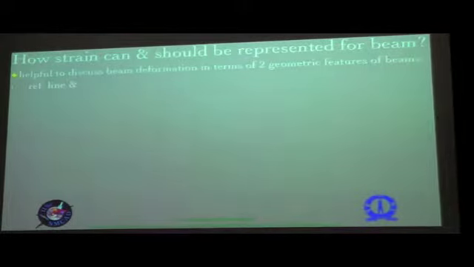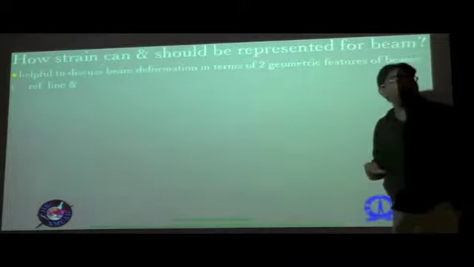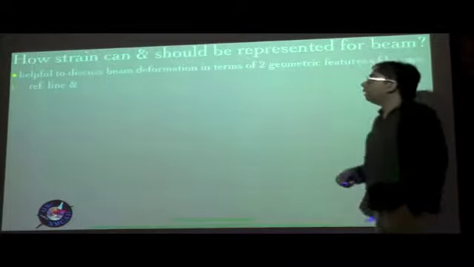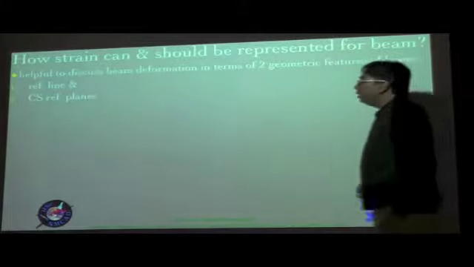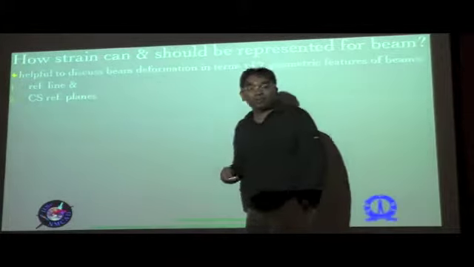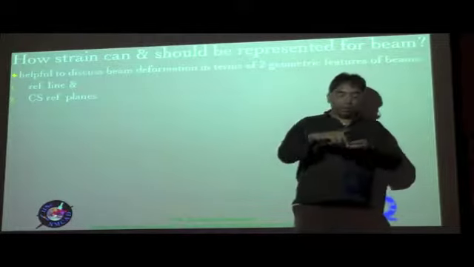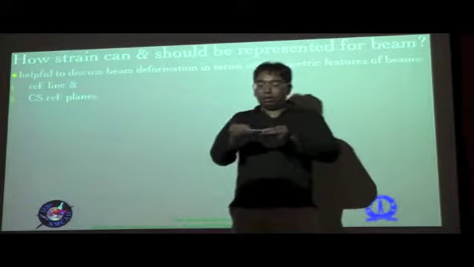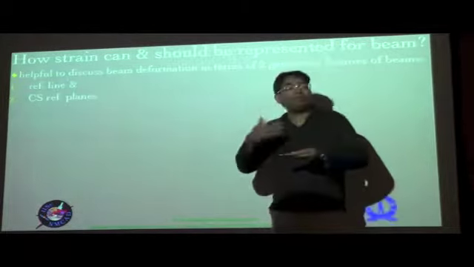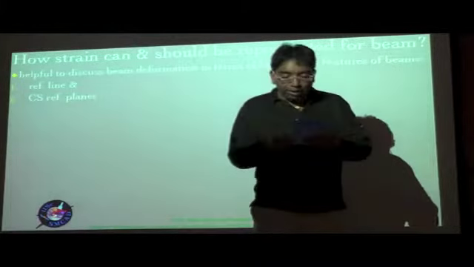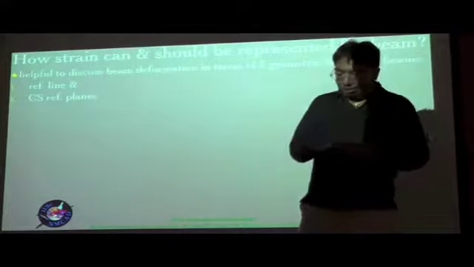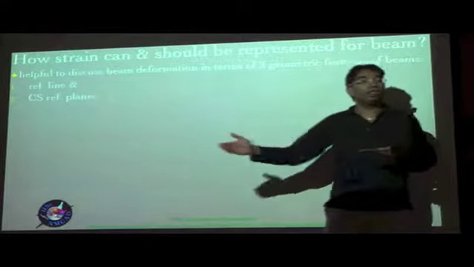It's helpful to discuss beam deformation in terms of two geometric features of the beam, as you are already aware. One is, of course, the reference line, or the reference curve in the case of initially curved and twisted beams. And then, of course, the cross-sectional reference plane. Again, what we do for a generic cross-section, what we call the reference cross-section, will be valid for the entire beam, especially if it's a beam which has the same cross-section throughout.